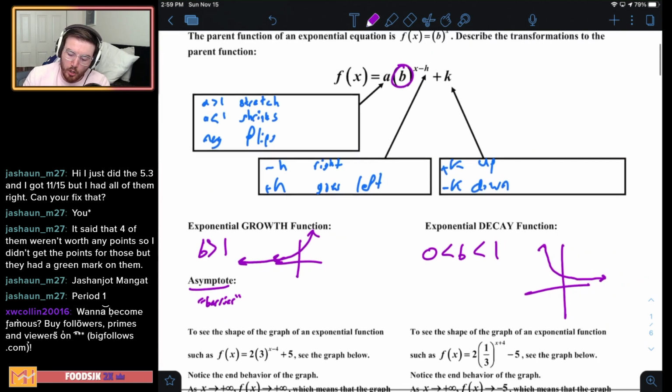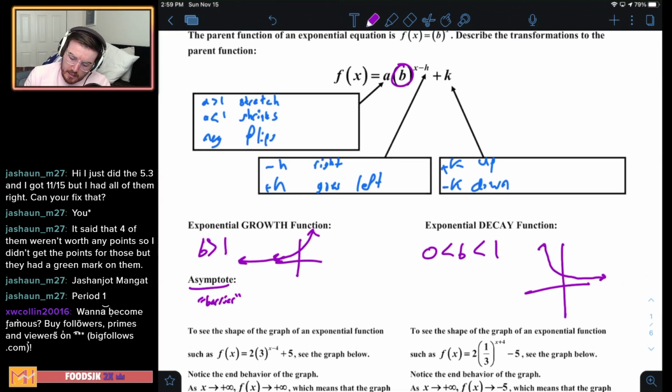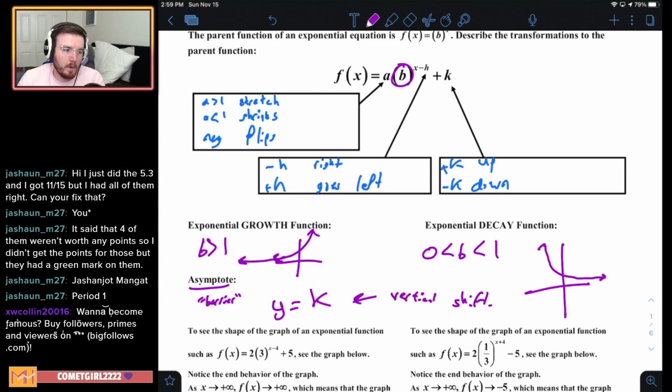The asymptote will always, always, always take the form y equals k, our vertical shift. So when you shift something up 1, you've just moved the asymptote to y equals 1, a horizontal line at 1. It'll never cross below 1. When you shift it down 2, you've just made a horizontal asymptote that is at y equals -2. The graph will never cross -2.